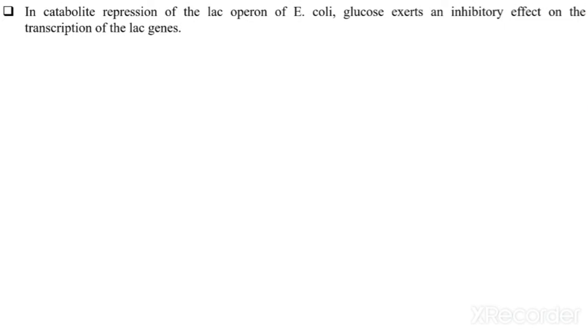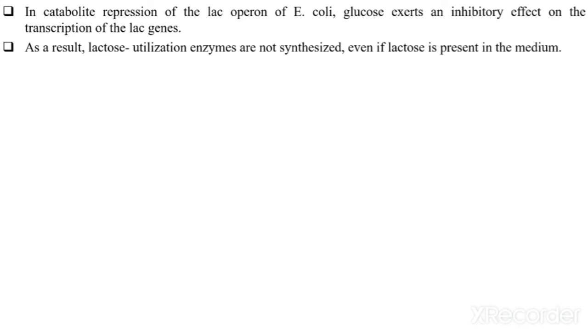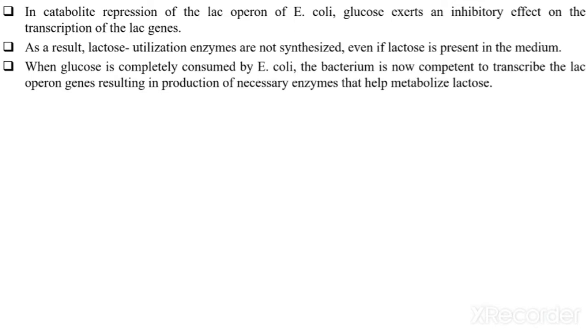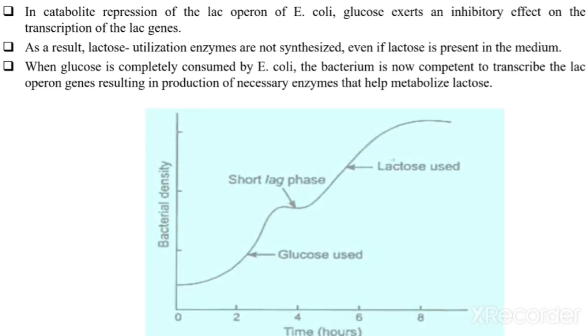In catabolite repression of the lac operon of Escherichia coli, glucose exerts an inhibitory effect on the transcription of the lac genes. Now here, for the utilization of lactose, some enzymes are needed, and those enzymes are synthesized by the lac operon, that is beta-galactosidase, permease, etc. As a result, lactose utilization enzymes are not synthesized even if lactose is present in the medium. When glucose is completely consumed by Escherichia coli, the bacterium is now able to transcribe the lac operon genes, resulting in the production of the necessary enzymes that help metabolize lactose.